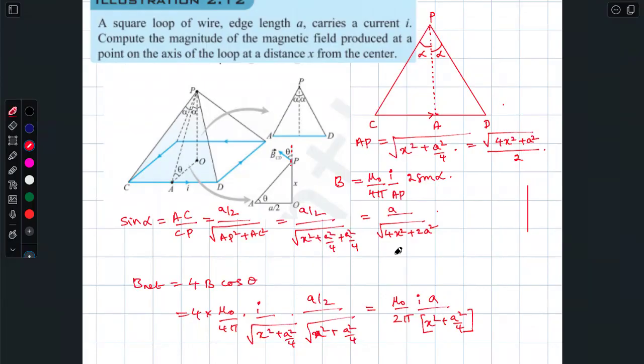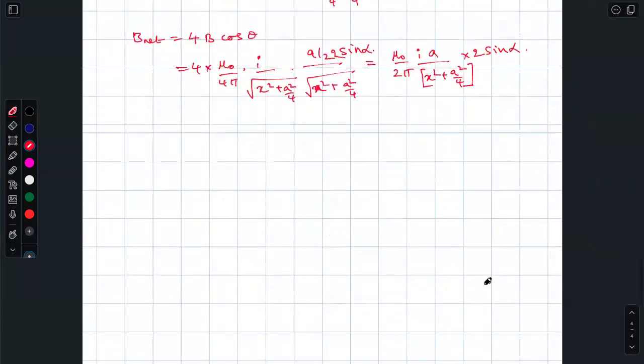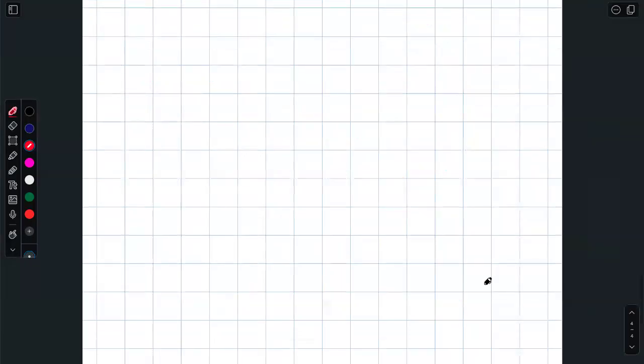Here, one thing we missed actually, the sin alpha term we missed. That into 2 sin alpha term we missed. Any doubts, boys and girls? So move on to the next question.